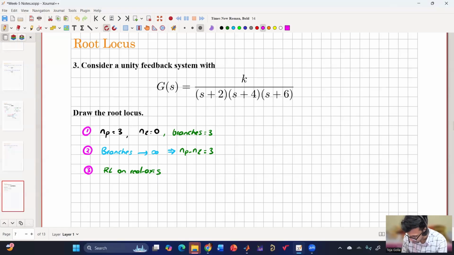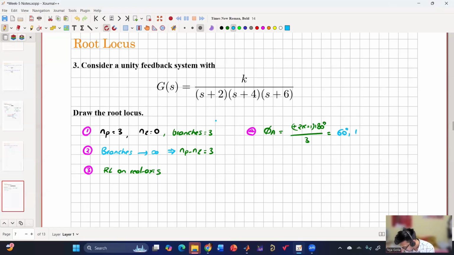Now coming back to asymptotes. We can calculate the asymptotes. Let's start with phi A. Phi A is plus or minus 180 into (2k plus 1) divided by NP minus NZ. So 60 degrees for k equal to 0, 180 for k equal to 1. 0 is not possible, right? K starts from 0. Then 300 for k equal to 2. Same as the last problem. Very good.